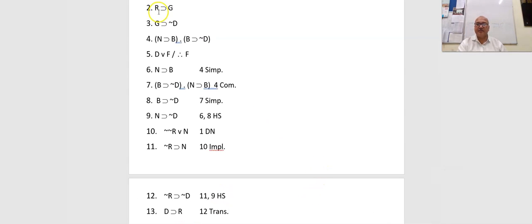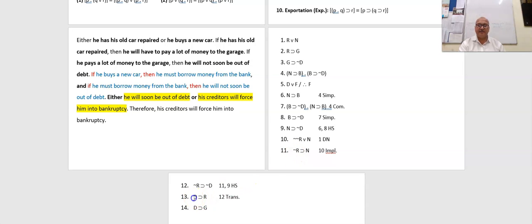Now look at the proposition second. R implies G. We have D implies R, then we have R implies G. So we can easily write D implies G. D implies G on the basis of line 13 and line 2. D implies R, R implies G, therefore we can write D implies G. Line 13 and line 2. What is the rule? Hypothetical syllogism. So we got D implies G.